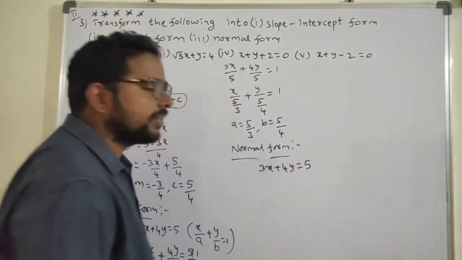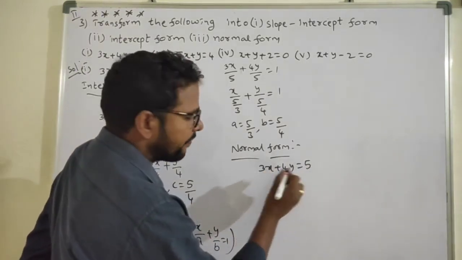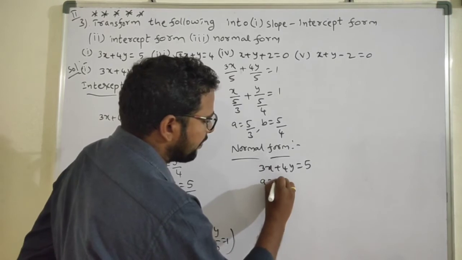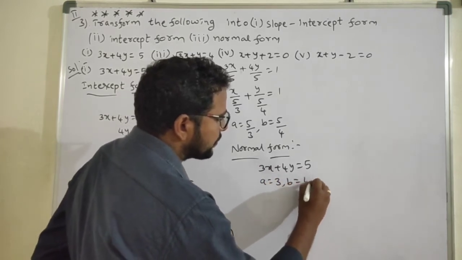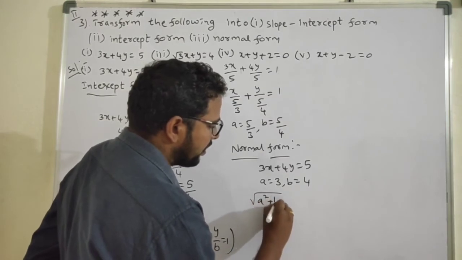So both sides, what should we divide by? Root over a square plus b square. What is a? Ax plus by is equals to c. A is equals to 3. Compared to the standard formula, b is equals to 4. So we divide both sides by root of a square plus b square.